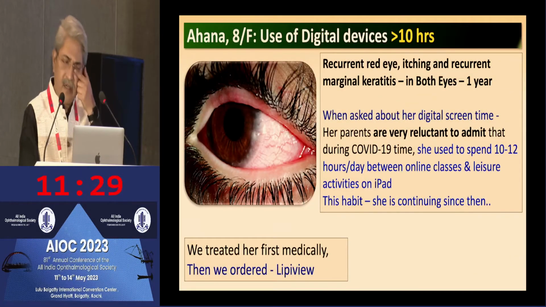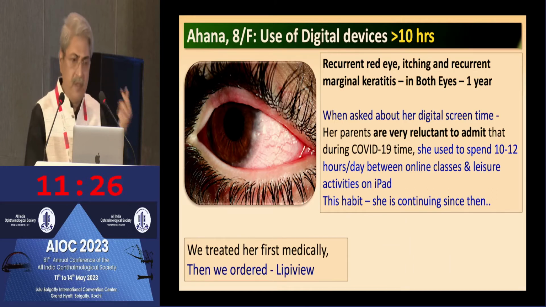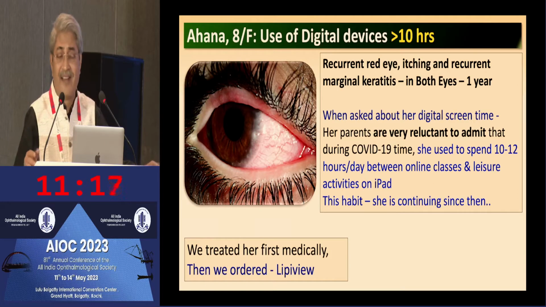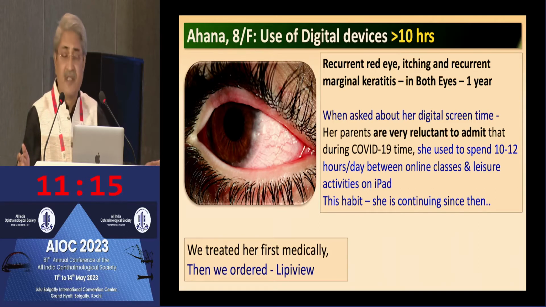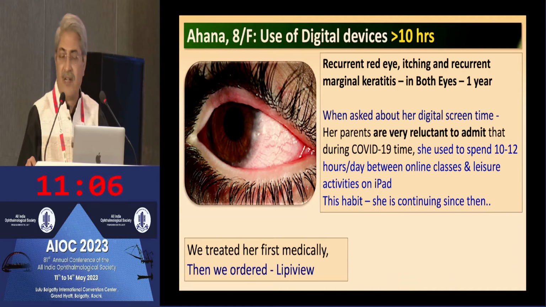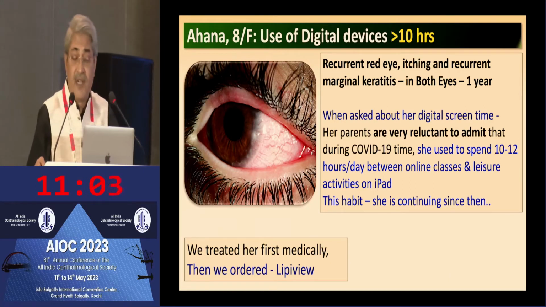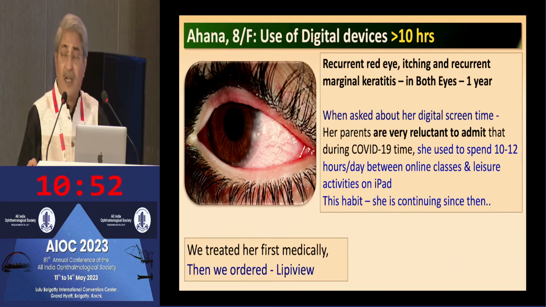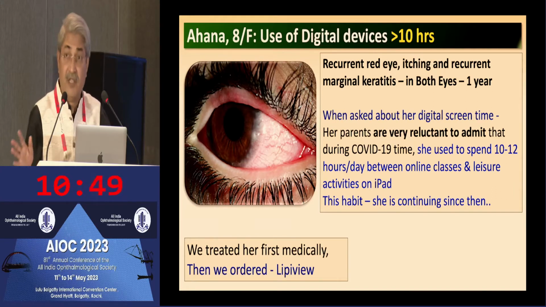So this is a history of a girl, 8 years old. She had a history of using digital devices for more than 10 hours. She came for recurrent red eyes, itching and recurrent marginal keratitis for 1 year. When I asked about the screen time, her parents were very reluctant to admit that during the COVID time, she was spending almost 16 hours a day on online classes and leisure time on iPad, iPhone, etc. And she is continuing that habit till now.